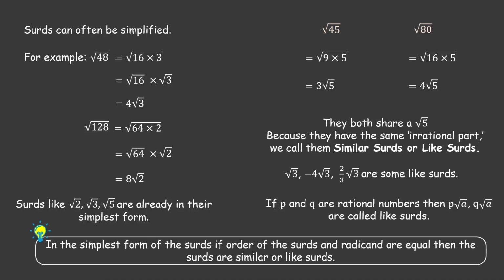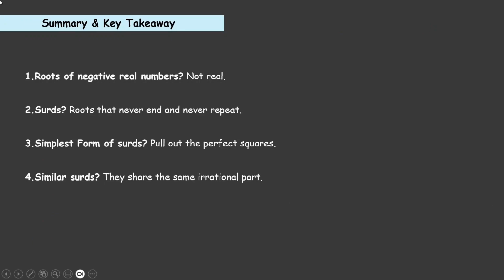Let us now summarize at once. Roots of negative real numbers are not real. What are surds? These are roots that never end and never repeat. That is, irrational roots. How do we find the simplest form of surds? We pull out all the perfect squares. And what are similar surds? These are surds which share the same irrational part.